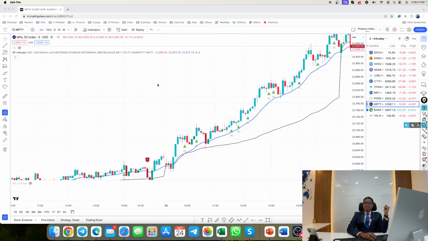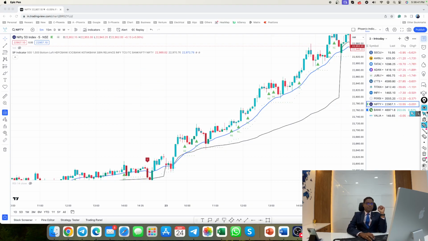Because we are trading on a 5 minute time frame, the trades are going to be very quick, the returns are going to be very quick, and the stop loss is expected to be very small. When the market turns back, you'll be exiting the trade with a minimal stop loss because you're trading on a lower time frame, but you have to be a bit faster.